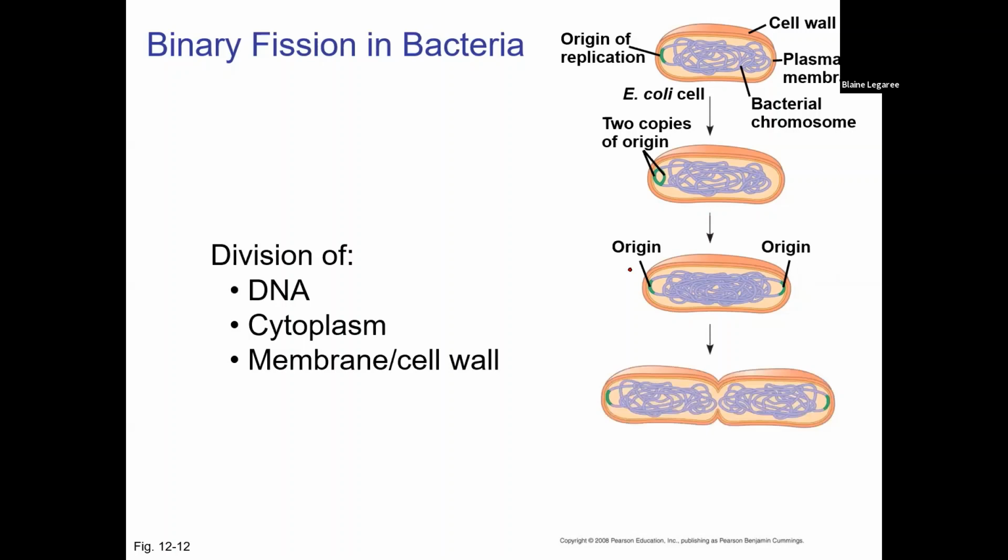Once the cell gets long enough, eventually the cytoplasm is going to pinch. So you have something here called a cell septum. The cytoplasm is going to pinch, and the cell membrane and cell wall are going to separate from each other, and you'll end up with 2 cells. So not as complex as mitosis, but it is something that does occur in bacterial cells. You need to know this terminology.